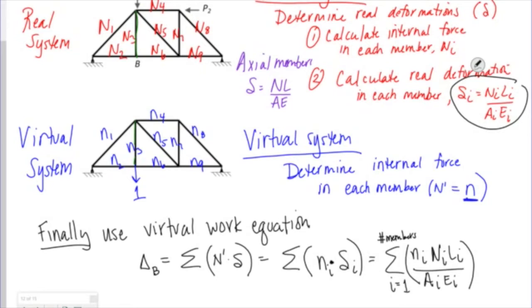So to use the system of virtual work, you basically solve for every member force twice. Once under the actual loads and once under a unit load at the point of interest in the direction of interest.